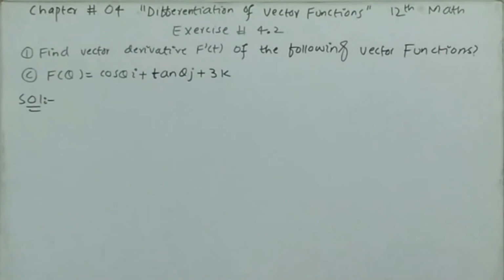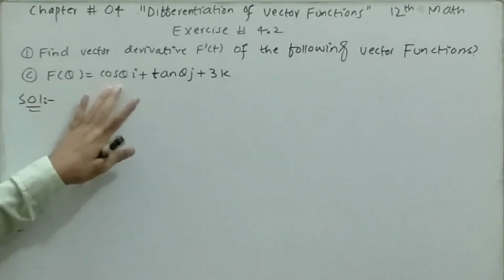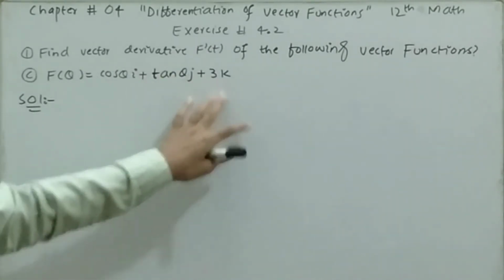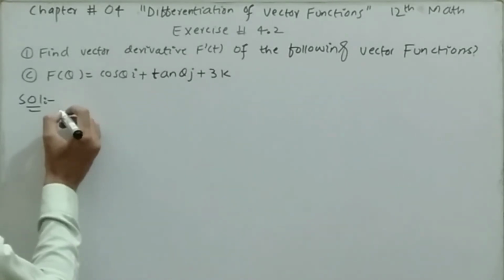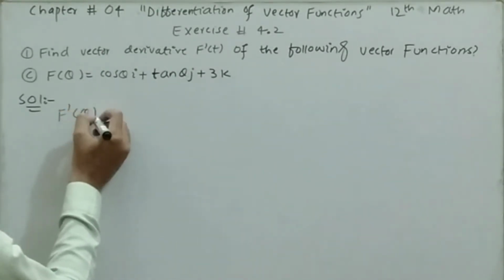Now move to the last part of today's lecture, part number C of question number 1. A function is given: f of theta is equal to cos theta i plus tan theta j and plus 3k. So what will be the derivative for the first time? It will be represented through f prime of theta.